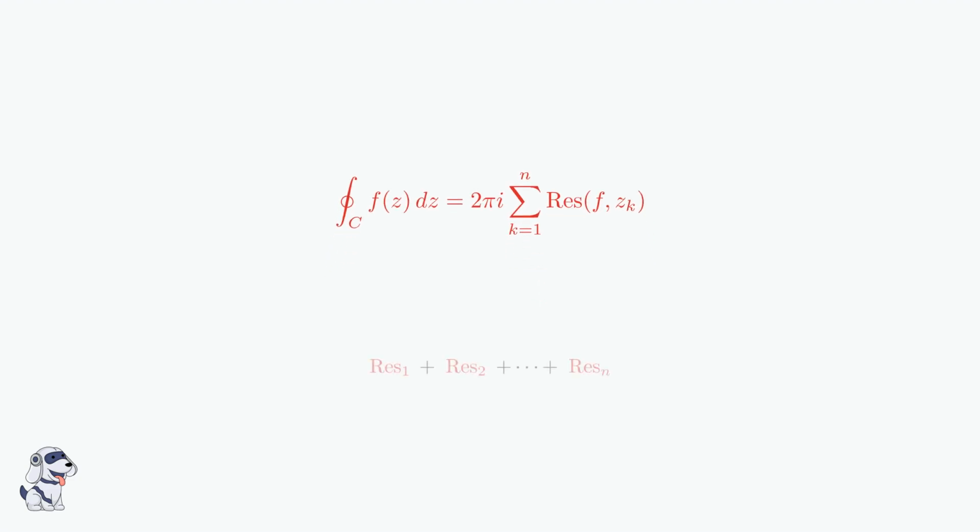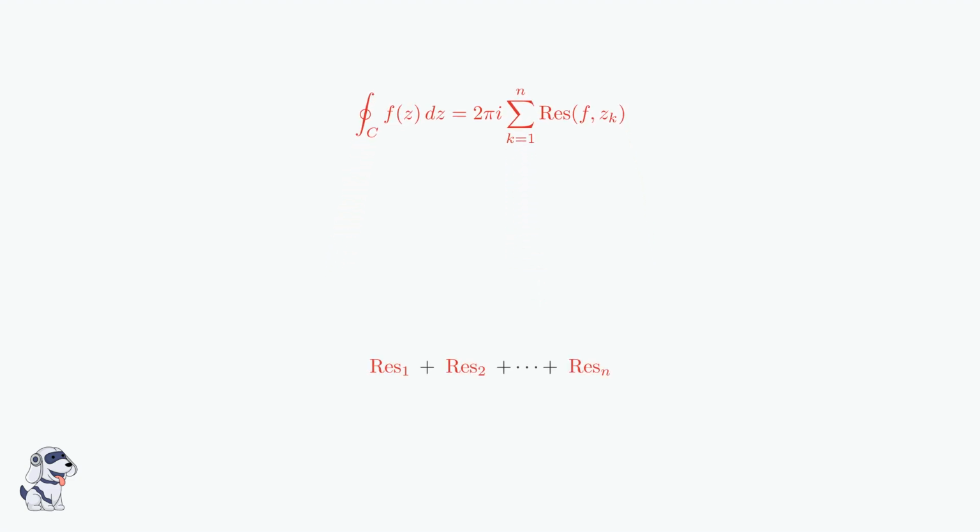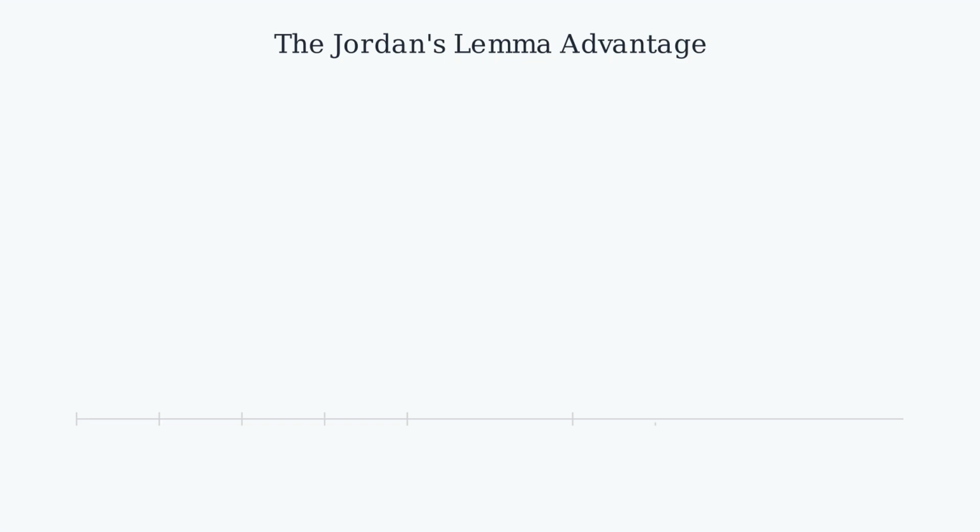We take every individual residue we found inside our contour and we add them all together. This sum represents the total influence of the singularities enclosed within our path. Finally, we multiply that entire sum by 2 pi I. This simple multiplication collapses the complexity of the entire path integral into one final, clean numerical result. It is truly remarkable how a complex, winding path integral can be solved with just this simple algebraic step.